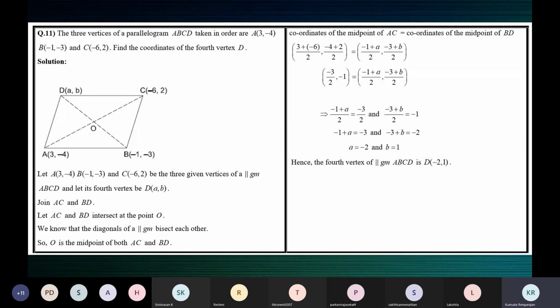So children, in a parallelogram, diagonals bisect each other. Now you know that a rhombus is a parallelogram, a rectangle is a parallelogram, a square is a parallelogram. Everywhere you can use this property.